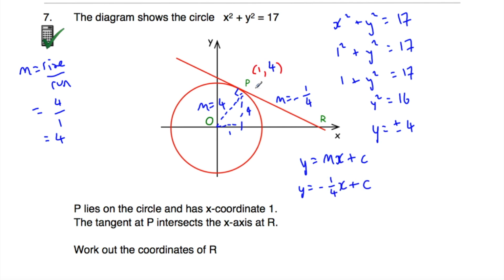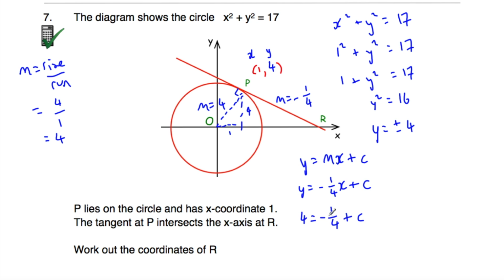So we know it passes through the point P, and the point P has an x coordinate of 1 and a y coordinate of 4. So if we substitute those into the equation, we can find c, and then we'll know the equation of the tangent. And then once we know that, we can then find r, but we'll do that in a minute. Let's get the equation of the tangent. So x is equal to 1, y is equal to 4. So y, that's going to be 4, is equal to -1/4 times x, but x is 1, so -1/4 times 1 will just be -1/4, and then we've got our plus c.